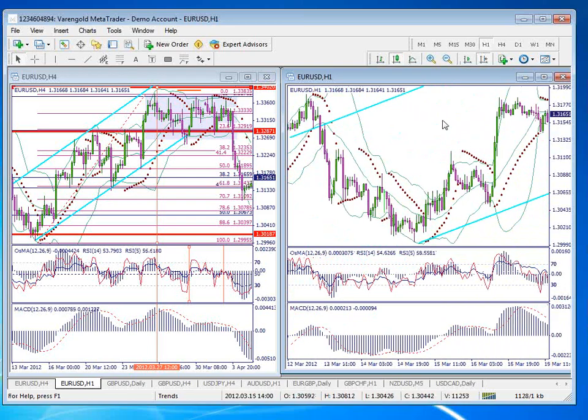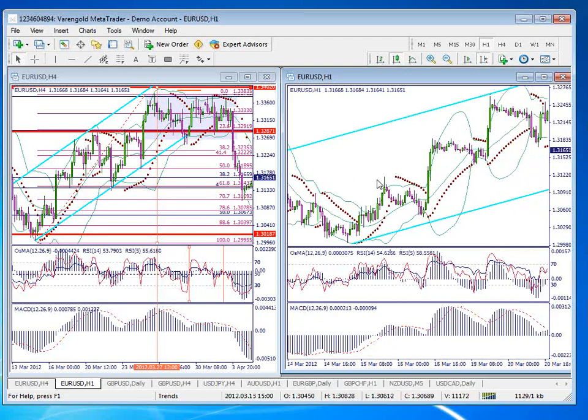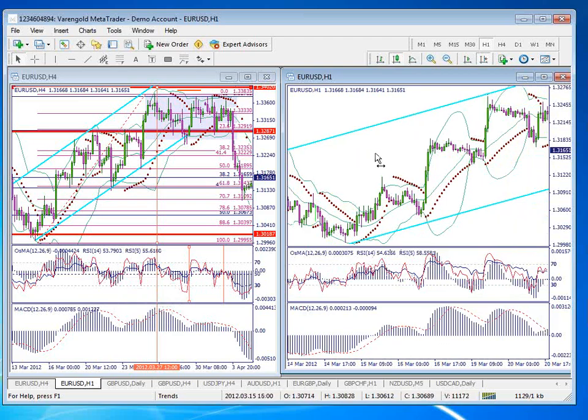So you can see that for one signal for buy, one signal for sell, one for buy, in that period we have a lot of signals on the 1-hour chart.